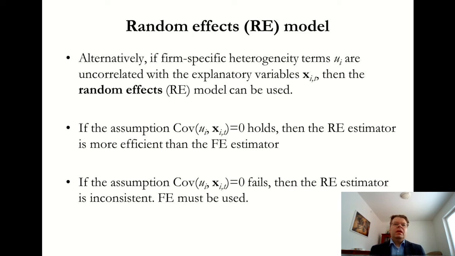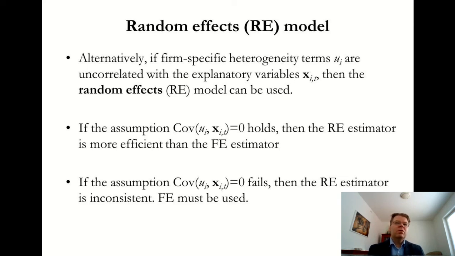So if this assumption is correct, that if this heterogeneity terms ui do not correlate with the explanatory variables, then it's useful, because then the random effects estimator is more efficient than the fixed effects estimator. However, if it is wrong, then the random effects is inconsistent, and therefore this fixed effects estimator should be used. So in the next video, I will show you how we could actually test this hypothesis.